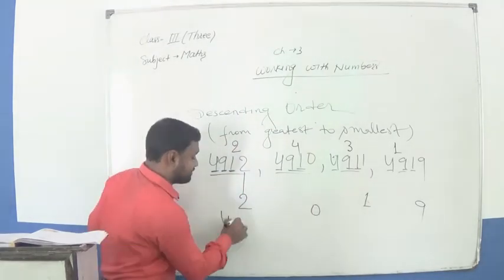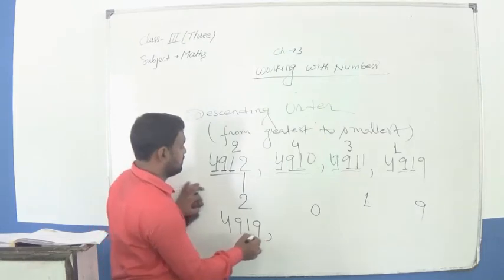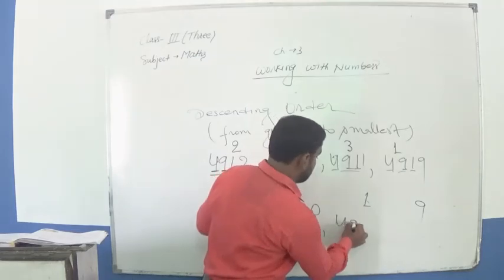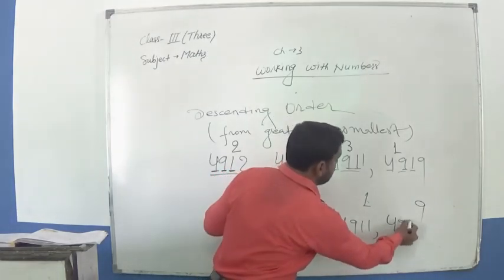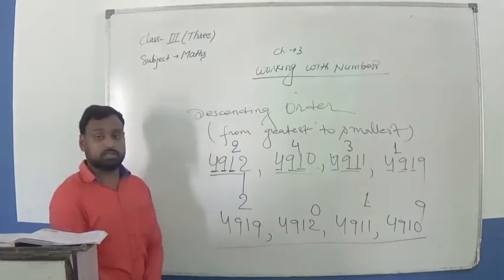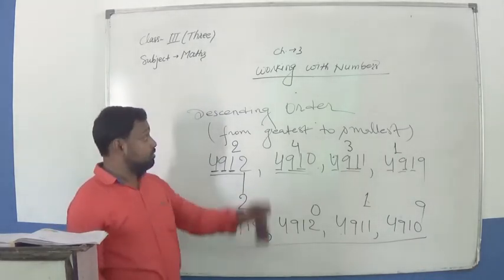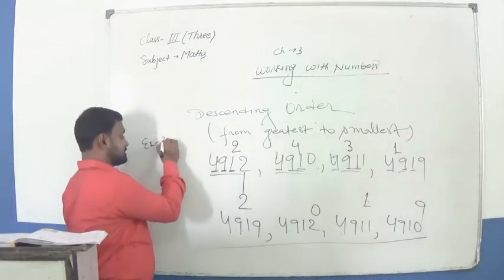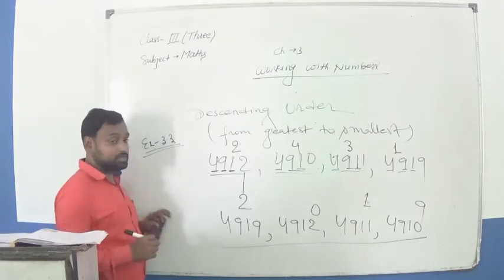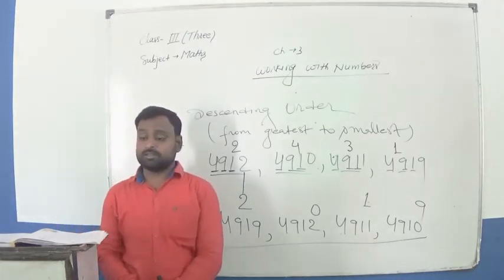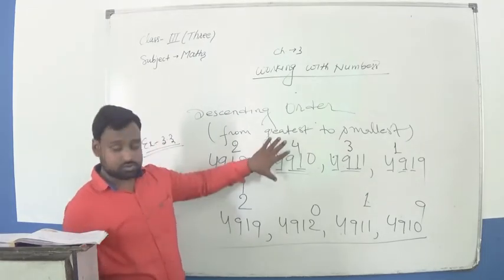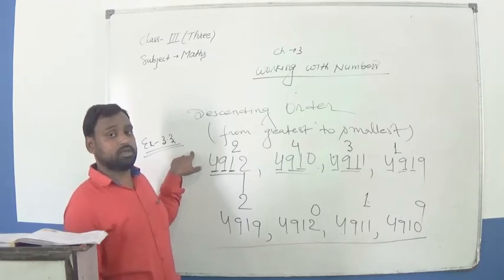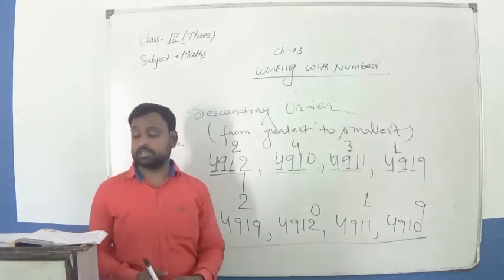So 4919, 4912, 4911, 4910. In this way you can arrange. So on this topic, ascending and descending order, you can solve exercise 3.3. I have just shown two or more examples from exercise 3.3. Okay, so you can solve this.